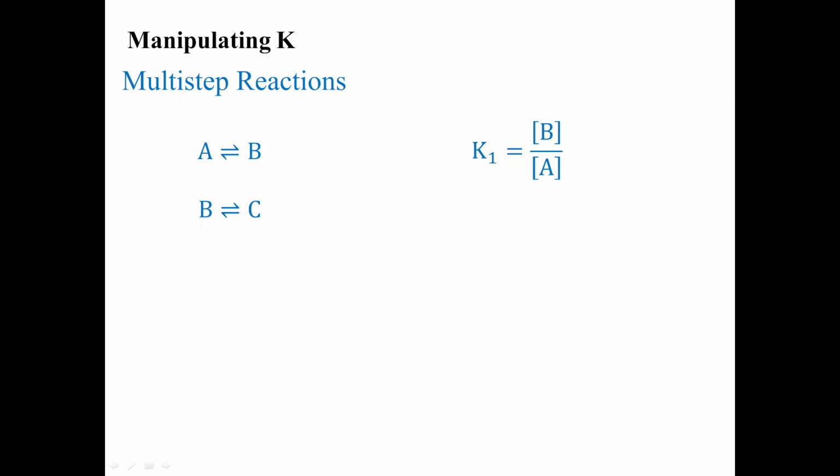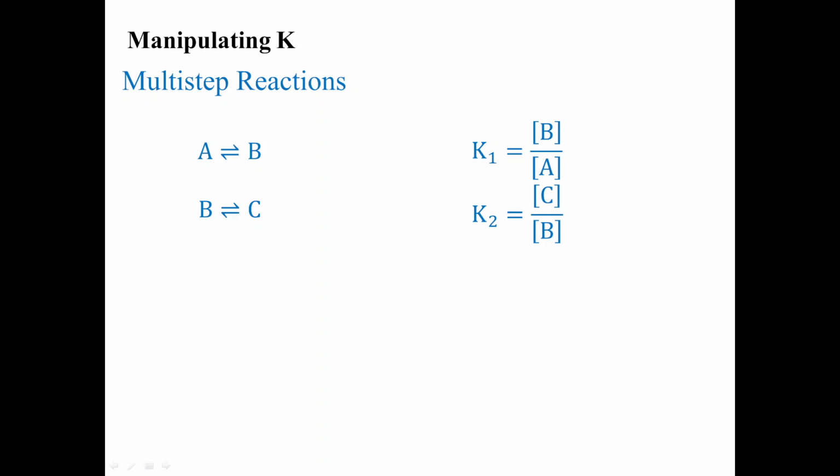Okay. So besides going from Kp to Kc, there are several other ways we can manipulate our equilibrium constant. One of those ways is to use a multi-step reaction. So for multi-step reactions, this is where you are making a particular product and that becomes a reactant in a following reaction. So let's say we have A going to B, that has an equilibrium constant of K1, where we have concentration of B divided by concentration of A. And then B can convert to C, so we have B yielding C, and that would give us K2 is concentration of C divided by concentration of B.